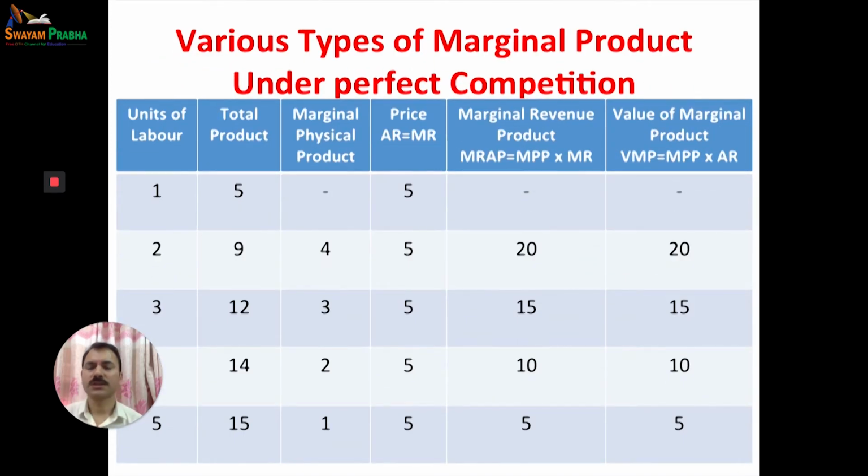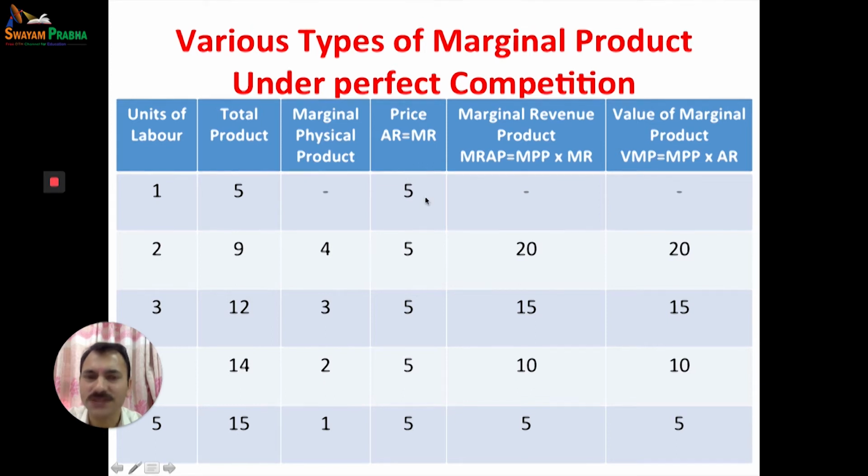Now let us explain this with the help of this table. The first column of this table is the units of labor. We are using labor 1, 2, 3, 4, 5. The total product, say, is 5, 9, 12, 14, and 15. Marginal physical product is the additional output. When you change the units of labor, say 1 to 2, there is a change in total production, 5 to 9. 9 minus 5 is equal to 4. Similarly, when 2 to 3, the change is 9 to 12, which is 3, and so on, 2, 1. But the important thing is, in the initial stages it is higher, and as you are using more and more units of the labor, total product no doubt is increasing, but the marginal product starts decreasing.